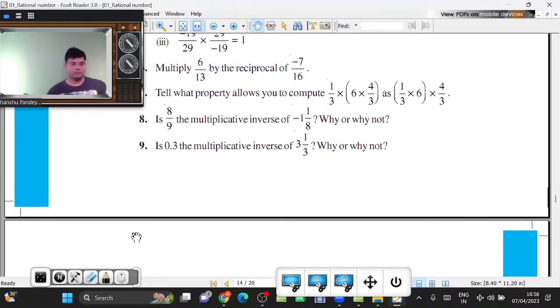Yes, sir. Is 0.3 a multiplicative inverse of 3 by 10? Why or why not? Yes, sir, it is. Okay. Because 0.3 means 3 by 10, and 3 by 10 means 10 by 3. Wonderful. Very good. So what is the multiplicative inverse of 10 by 3? It is 3 by 10. Very good.